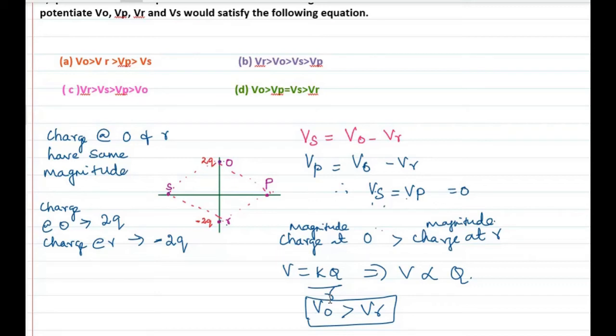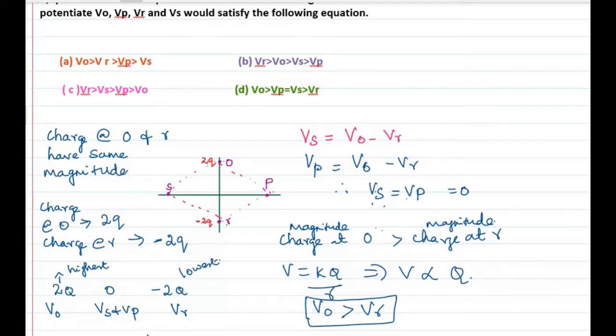Yes, VR is minus 2q. So the potential is highest for the highest magnitude of charge 2q. Then we have a charge of 0 potential, then a charge of minus 2q. This is the potential of O, this is the potential of Vs and Vp, and minus 2q is the potential of R. So V naught will be directly proportional, so this has the highest potential, and this will be the lowest potential.